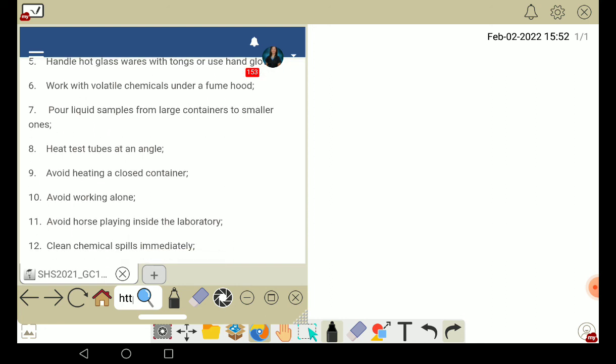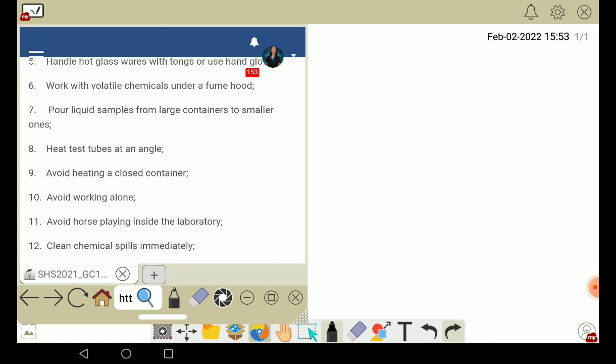Next, we have heat test tubes at an angle. Okay, why? There is a specific angle in heating the test tube. It should be away from your face, so that if a reaction occurs, you are safe from burning yourself. Next, avoid heating a closed container because it might result in your chemicals reacting with the vapor.